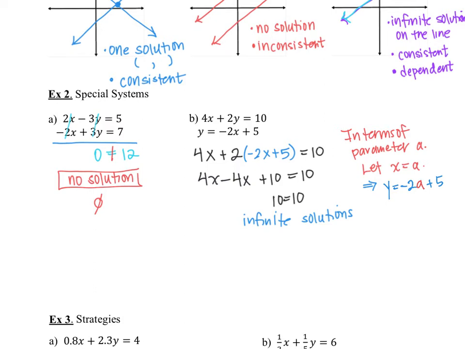Okay, if I was going to write my answer in terms of parameter a, then the x coordinate is a, my y coordinate is negative 2a plus 5. And since there's infinite solutions, if I followed this pattern where I'm plugging in a real number for a, it would give me all the possible ordered pairs that satisfy this system.